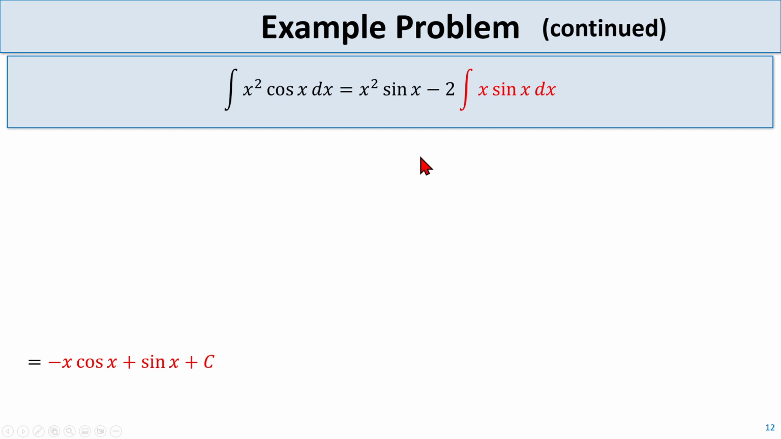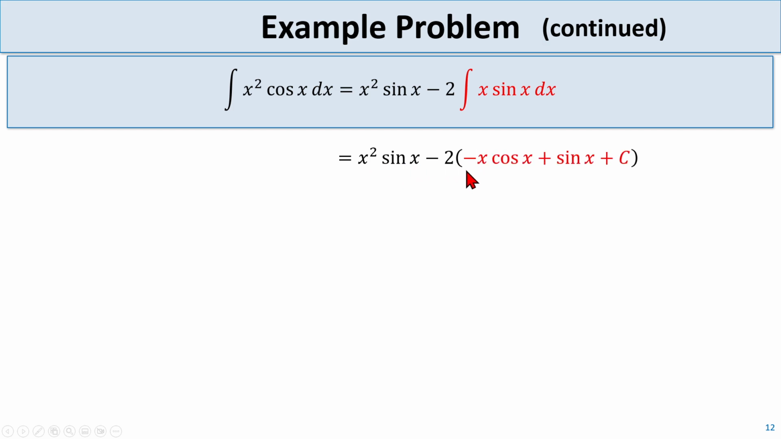Let's go ahead and do that. Get x squared times sine x minus 2 times this quantity that we just found. And so this negative 2 can be distributed inside these parentheses. One thing I want to point out about that is when the negative 2 multiplies the C at the end, that just means negative 2 times some arbitrary constant. That is just giving you another arbitrary constant back. And so people will just write plus C, not like minus 2C.